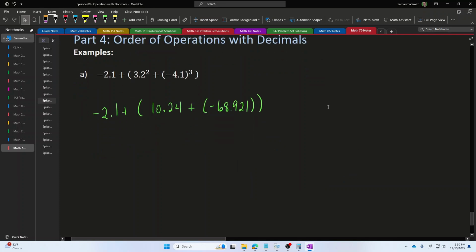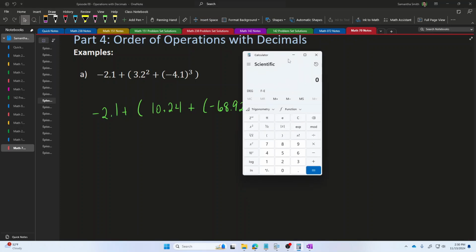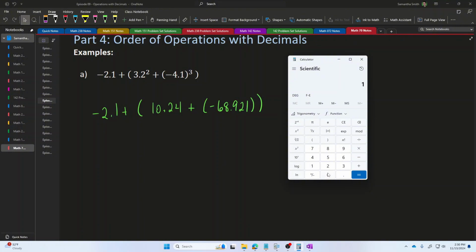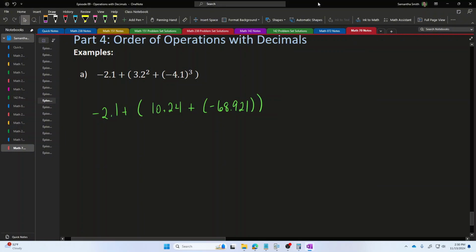So now that I've completed the exponents, the next thing I need to do is complete the addition inside the parentheses. So if I do 10.24 and then I add the negative of 68.921, adding the negative is equivalent to subtracting. So I can do 10.24 minus 68.921, and that gives me negative 58.681.